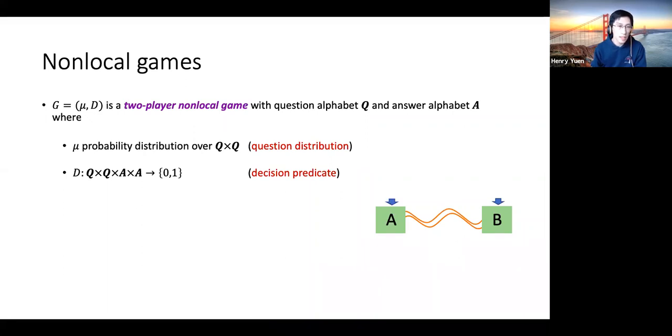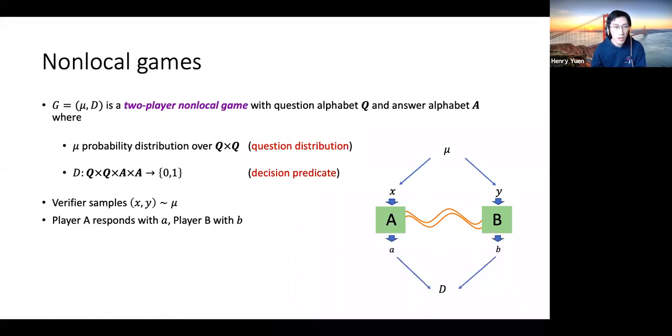And the way we think of this as a game is, there's some verifier that first samples a pair of questions x and y from this distribution mu, sends the questions to the boxes, they produce their answers, and then based on the questions and answers, the verifier will decide whether the boxes win this game. Okay. And we'll call the boxes players from now on, because they're playing a game. Okay, so that's a non-local game.